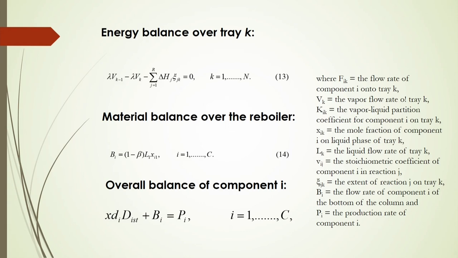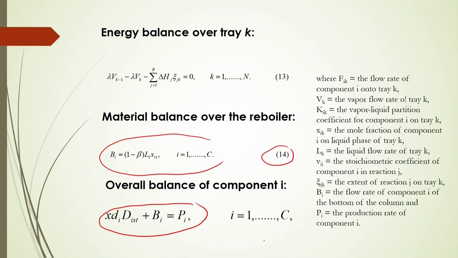And then you have to do the energy balance over the tray K, and equation 13 gives this energy balance equation. The material balance over the reboiler is given by equation 14, whereas the overall balance of component I can be expressed by equation number 15. So, equation number 15 will give you the overall balance of component I.